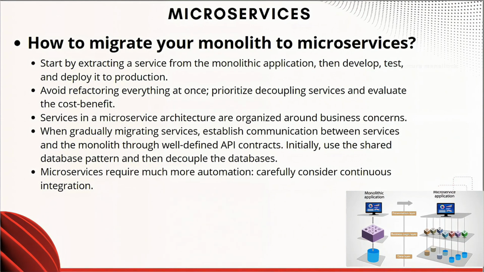Migrate services gradually, and you can use a pattern called shared database, where you migrate several functionalities from the monolith to microservices and reuse the database. Then you gradually decouple the database. So sharing the database between microservices is a temporary measure. Microservices require a lot of automation, so you should think a lot about DevOps. At this stage, for builds, create automation and pipelines.